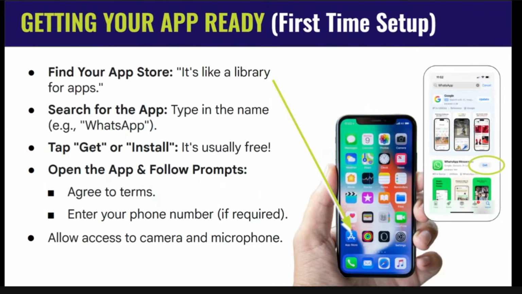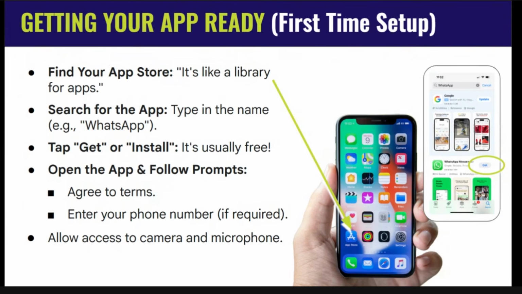Getting your app ready and first time setup. First, find your app store, like your library for your apps. Then search for the app by typing the name of the video calling app you'd like to use, like WhatsApp. Tap Get or Install. It's usually free. Open the app and follow the prompts that you see. You'll agree to any terms or conditions. It might ask you to enter your phone number and then allow access.